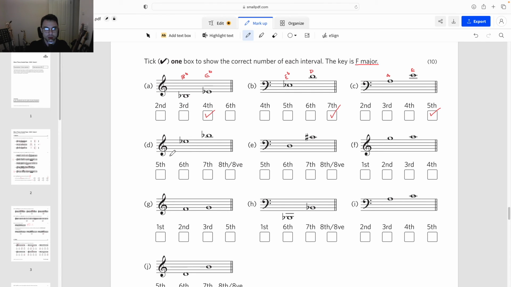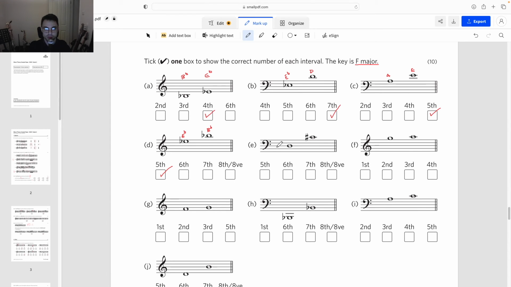Question D. What is this note here? That's an E flat. Right, and what's this note here? B flat. So E flat to B flat is, and we count line, space, line, space, line, space, one after the other. 1, 2, 3, 4, 5. E, F, G, A, B flat. So fifth.